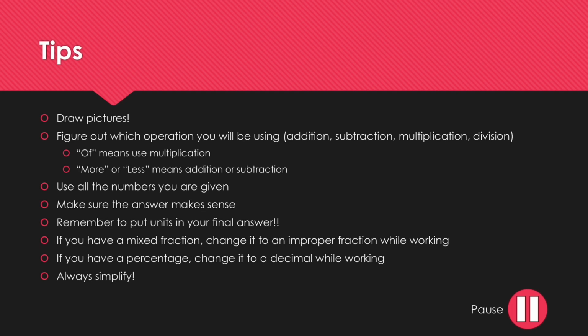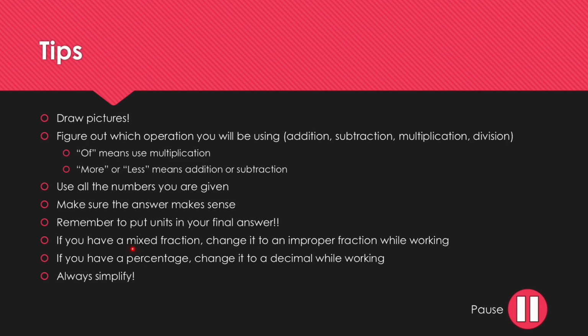Make sure the answer makes sense. Something that will happen sometimes is that students will solve it and then they'll get a negative number when the answer is obviously supposed to be positive. Like they'll be trying to solve for a weight and then they'll get a negative weight and they write that as their answer. That doesn't make any sense. So make sure your answer makes sense in the context of the problem. Remember to put units in your final answer. Some teachers are super specific about this. They'll dock a ton of points if you don't put units.